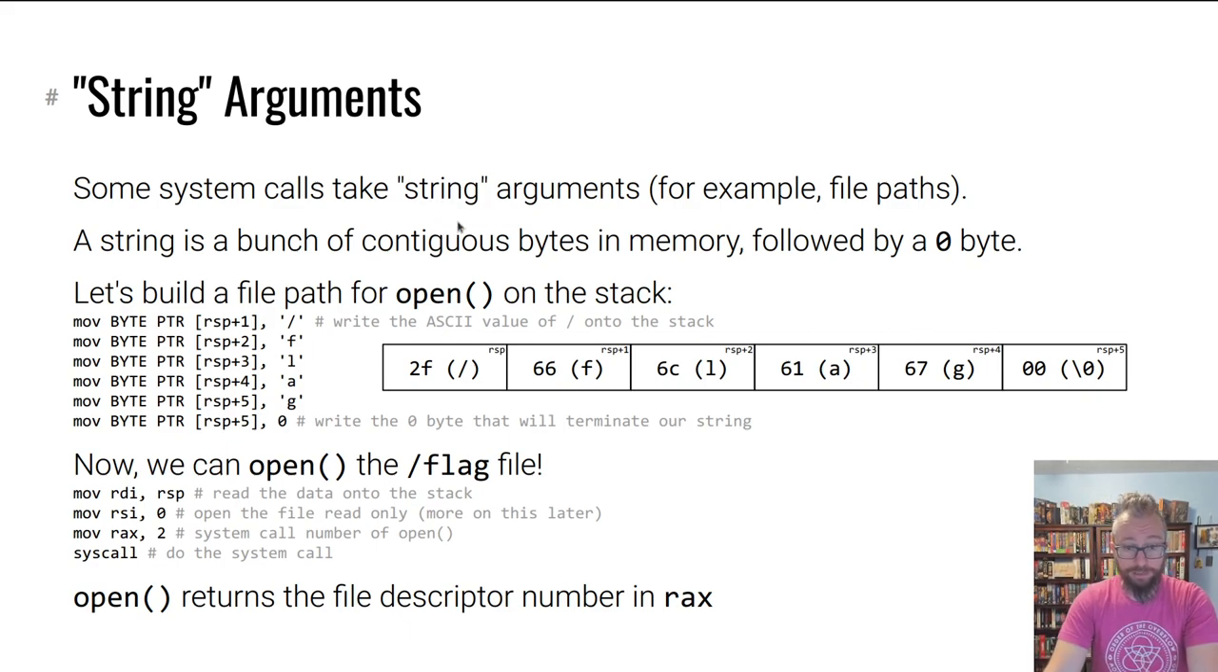So let's talk about building this string on the stack and then calling open to open a file. You can build a string on the stack by moving a bunch of single bytes, and there are better ways to do it. Later on, we talk about them in other modules, and you'll discover better ways to do it. But you can just do it as simple as this.